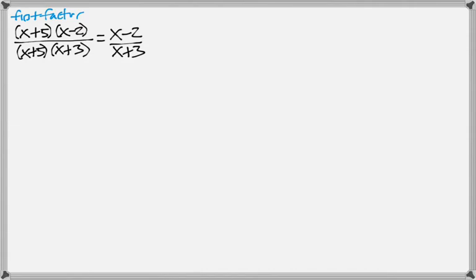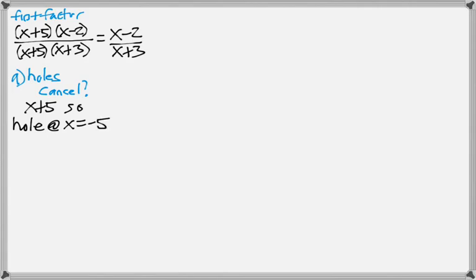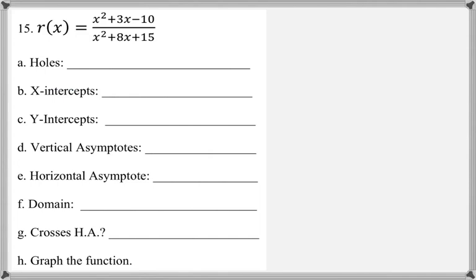Okay, so part A, this is talking about the holes. So did something cancel? And the answer is yes, the x plus 5's canceled. So there's going to be a hole at x is equal to negative 5, because it's the 0 of the factor that canceled out. So x is equal to negative 5.